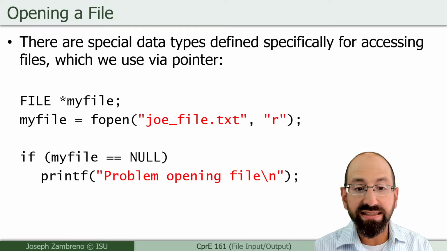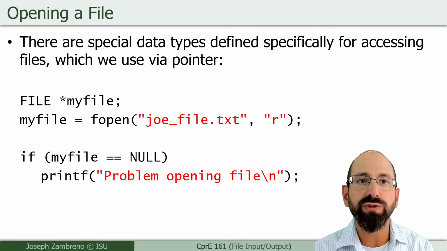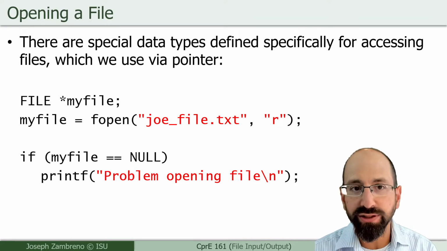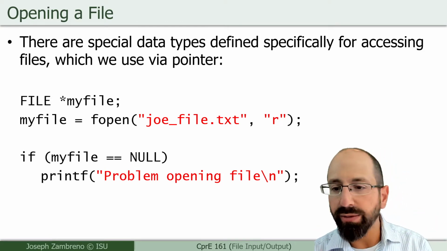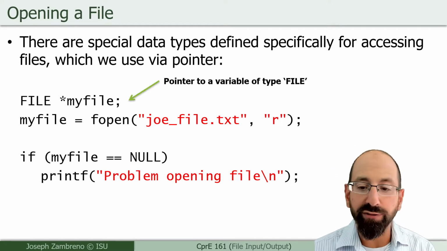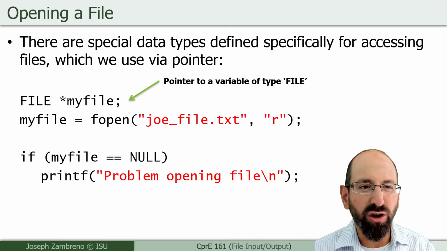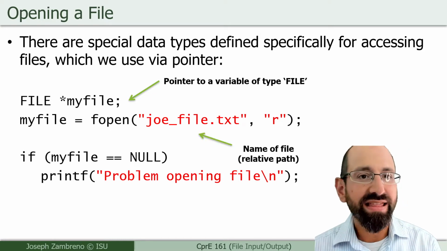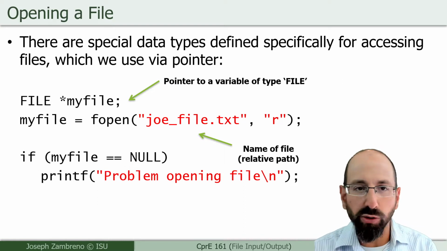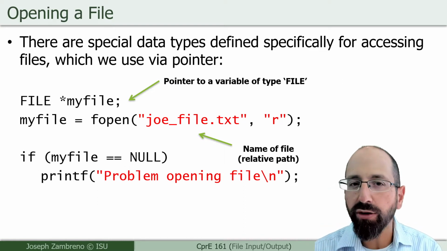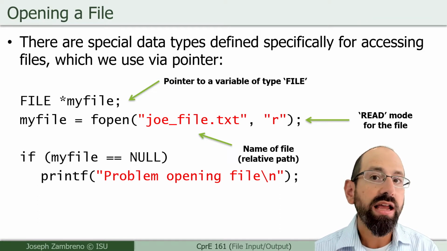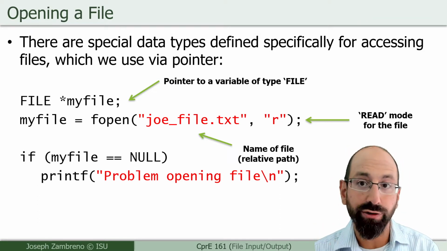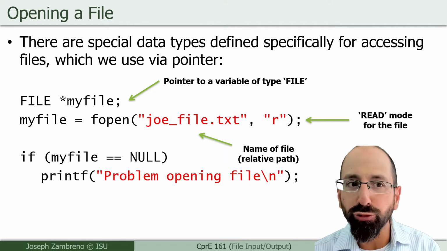So we have this special data type defined specifically for accessing files, which we use via pointer. We have not covered pointers yet, but we've covered enough of them that I think you can use this syntax: FILE star myfile or input file. So we have a pointer to a variable of type FILE. Next, there's a call to a function called fopen, where we pass two things: the name of the file. In this case, it's a relative path. So relative to the directory I'm currently executing my code in, there should be a file named joe_file.txt. The other string is the mode of operation for which we are reading that file. In this case, we're going to pass it just the string with a single character r. That means we're going to open this file in read mode.